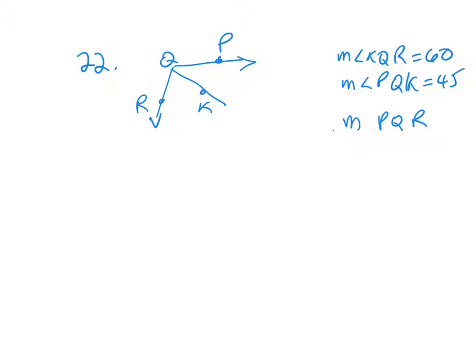Is right here. So this is 60. And PQK is right here. This is 45. And what are they asking for? They're asking for PQR, the whole thing. So what am I going to do with those two? Add them. So it's 105.